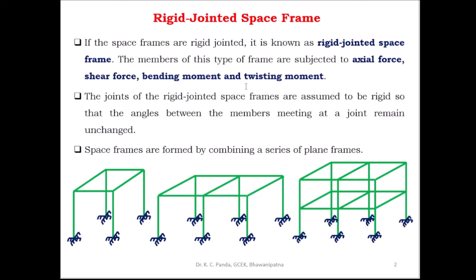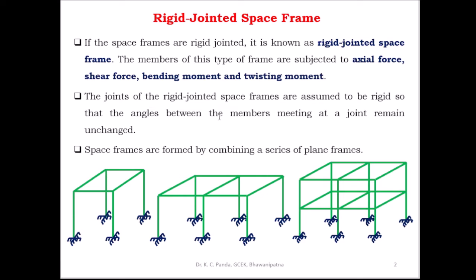The members of a space frame are subjected to axial force only if the joints are pin connected. On the other hand, if the space frames are rigid jointed, it is known as rigid jointed space frame. The members of this type of frame are subjected to axial force, shear force, bending moment and twisting moment.